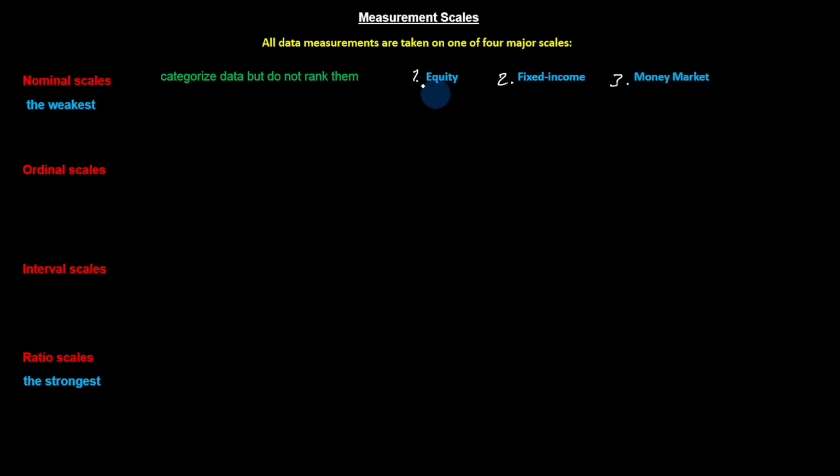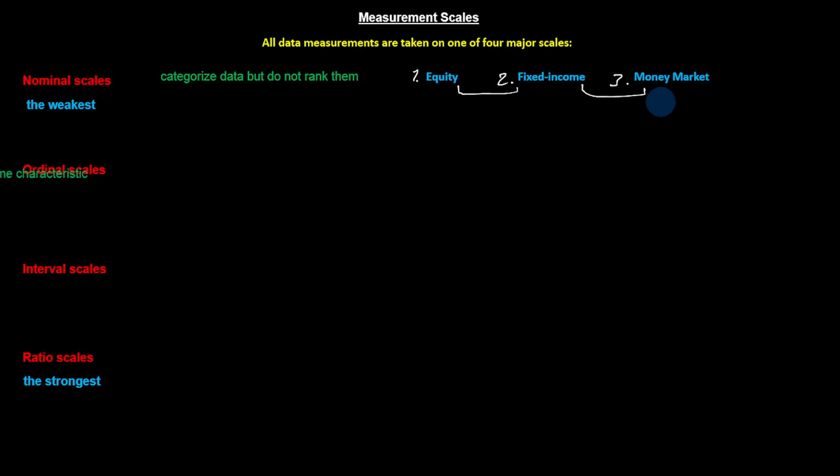Now, although we just numbered them, these numbers don't show rank, meaning I don't know if the equity fund is better than fixed income or fixed income is better than money market. I also don't know anything about the distance between these funds. For example, I can't go like equity fund plus fixed income equals money market funds, right? 1 plus 2 equals 3.